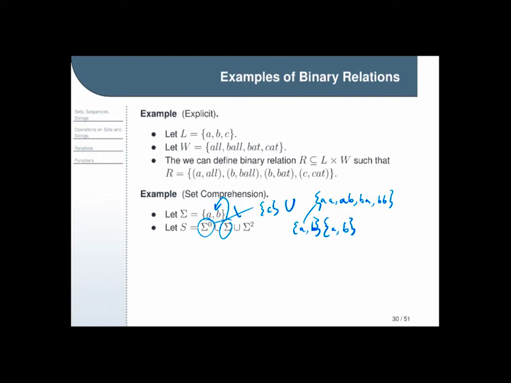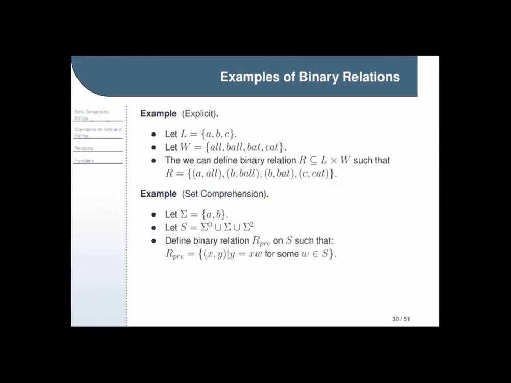Now, if you're really following, you'll say, oh, well, that's only 7 elements, and you could write this all out as an explicit set. We could. We're just doing this for practice. But so let's now define a relation using a set comprehension rule. So we're going to define this relation called R pre on S, right? And the definition is the tuple xy such that y is equal to xw for some w in S.